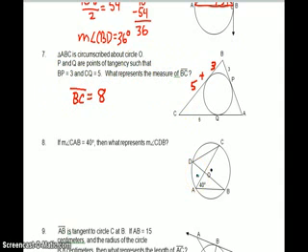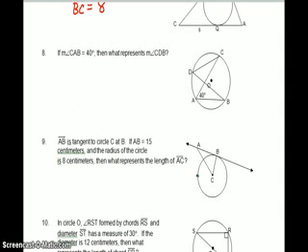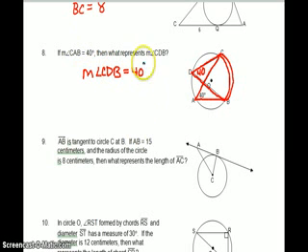Number 8. If the measure of angle CAB equals 40, then what represents the measure of angle CDB? Okay, well, CAB is this angle here, and it cuts off this arc here. We want to know the measure of CDB, so CDB goes here, and you'll notice it cuts off the same arc. So since they both cut off the same arc, that's going to be 40 as well. So measure angle CDB equals 40 degrees.